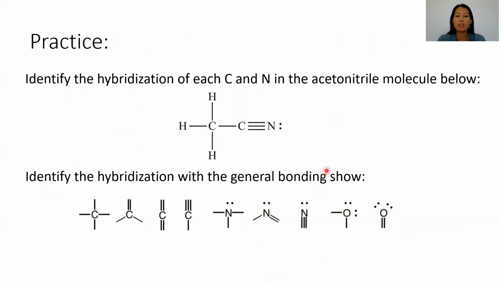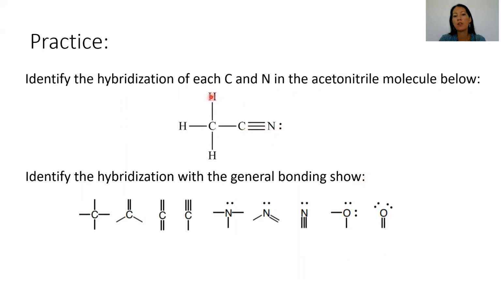Okay, let's just practice. You guys are going to answer these questions, so pause this and write your answers down, and then I'll go over it. So first, identify the hybridization of each carbon and nitrogen in the acetonitrile molecule.